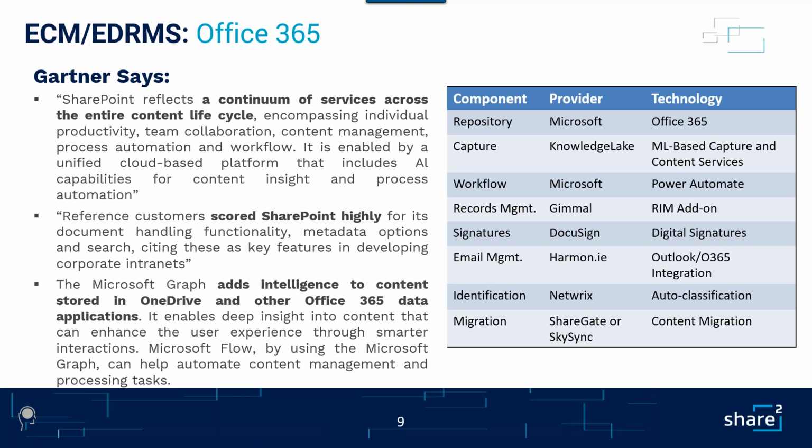Most people know who DocuSign is. Harmony, we did a webinar, and these are all on our website. You'll get a link to this, but you can take a look at their Outlook and Office 365 integration product. Netrix acquired Concept Searching for automatically identifying documents. In other words, determining this is an invoice versus a contract versus an employee record automatically without end users having to identify them. And then content migration, we typically work with ShareGate or SkySync for large scale migrations. SkySync has a use case where they move 60 terabytes of content in a weekend.